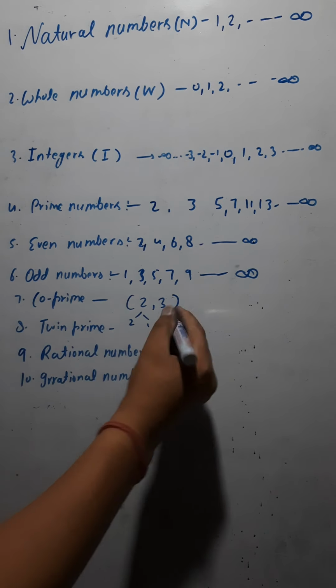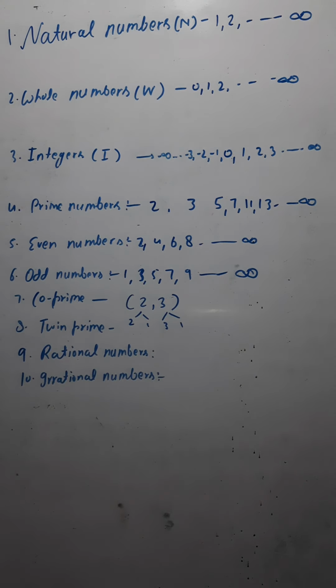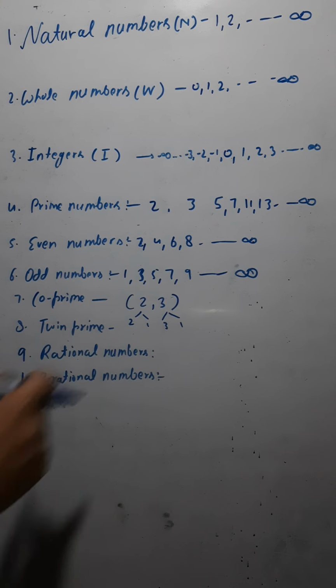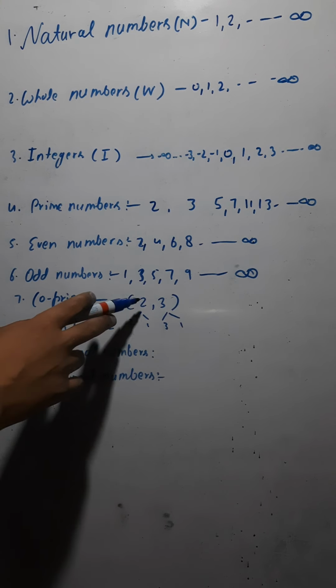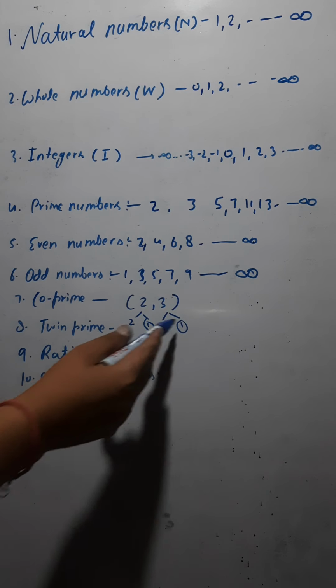Now what are the factors of 3? 3 is divisible by 3 and by 1. Getting it or not? These are the factors of 3. Now what is the common factor between 2 and 3? 1 is here also, 1 is here also. Only 1 is the common factor.